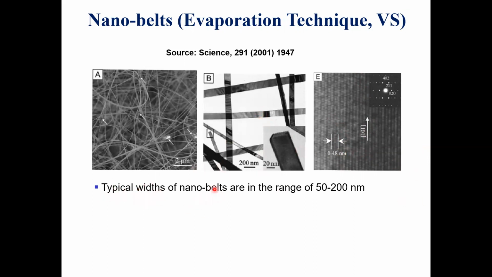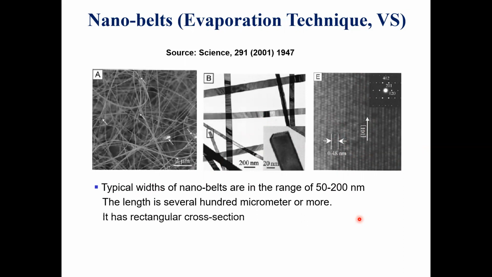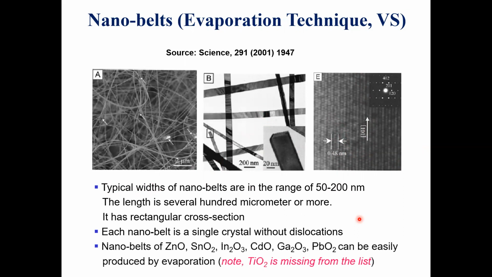So typical widths of the nanobelts are in this range. You can see still in the nanometer range. The length can be several microns, with a rectangular shape cross section, so it's a nanobelt in that sense. And people have made nanobelts of all these materials. You can amazingly see that titanium dioxide is missing. Can you guess why?